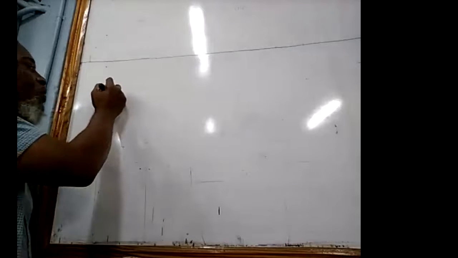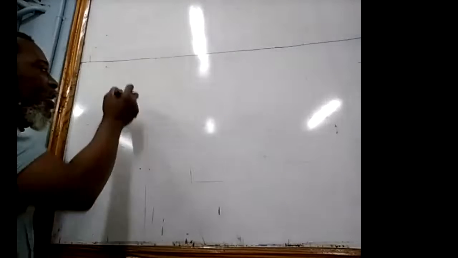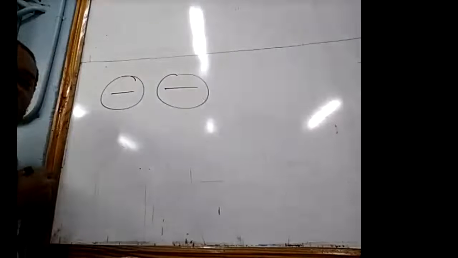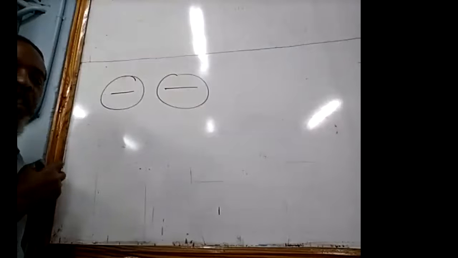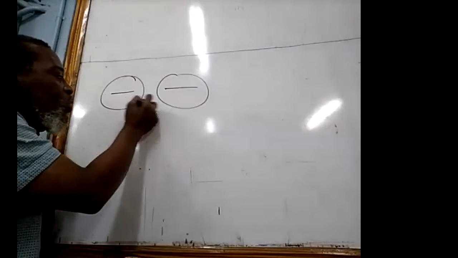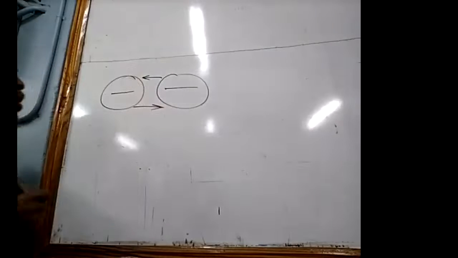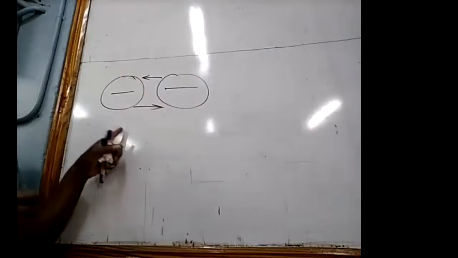Alright. So look at this now. If you have a negative charge, everybody can see that? And another negative charge right here. Both of them will repel each other. So this one will push away this one, and this one will push away this one. So this is the law of charge now.